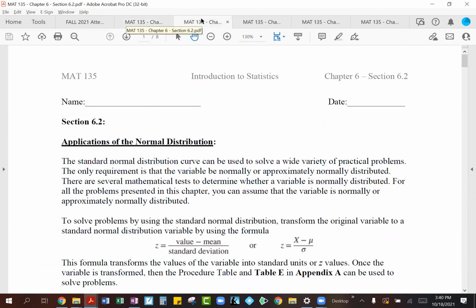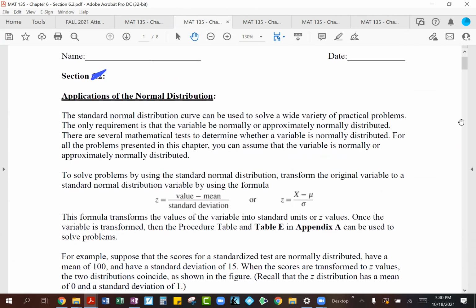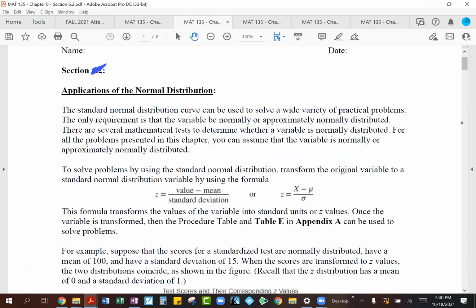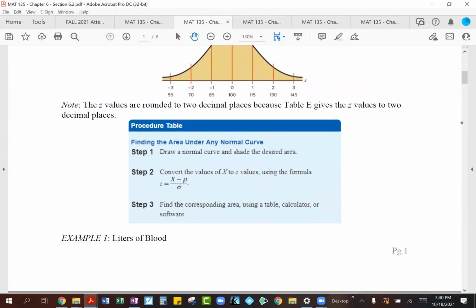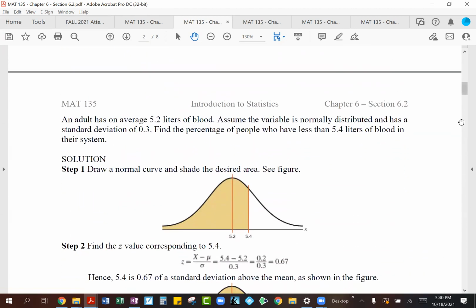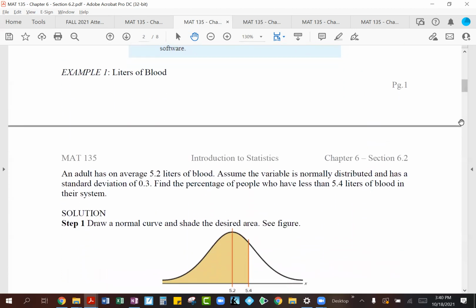But then when you get into the second, and that's again section 7.2, is where we get into the applications. This is where we will have to use our little Z-score or standard score formula to convert our values to find the Z-score, and then we can solve the different applications. So let's take a look at an example over here.